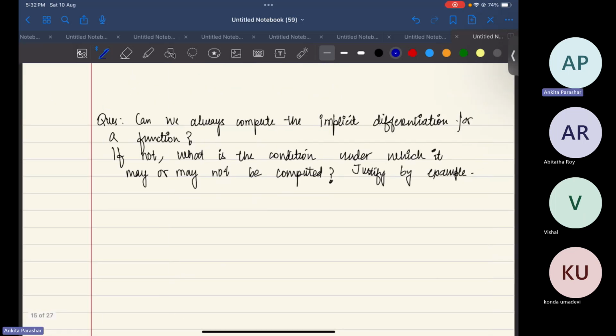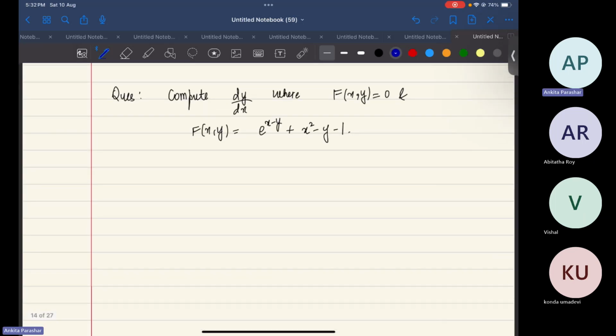The question is to compute dy/dx where f(x,y) = 0 is a certain surface given to you. Can we compute this dy/dx? If y is in terms of x, I can certainly compute it, but we don't have that. Even then, can we compute this?